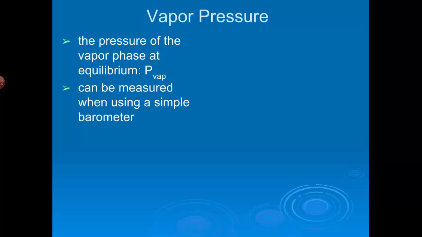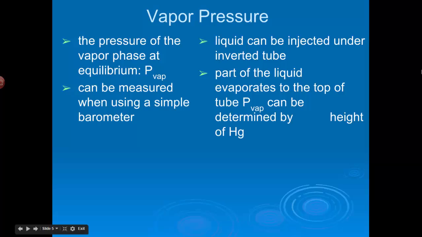You can use a simple barometer or manometer to measure it, but using a simple barometer, it's fairly simple to measure the vapor pressure of a particular liquid at equilibrium. You inject a little bit of liquid under the mercury in an inverted tube, and because mercury is so much more dense, the liquid that you inject goes right up to the top of the tube, and part of that liquid will evaporate and turn into a gas, and it'll push the mercury down a little bit. Then depending on how much it pushes the mercury down, that gives you an idea of its vapor pressure. Let's look at a little picture of what that might look like.